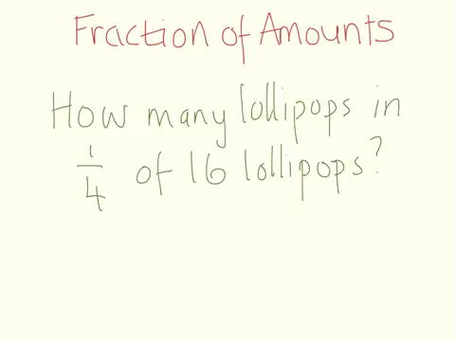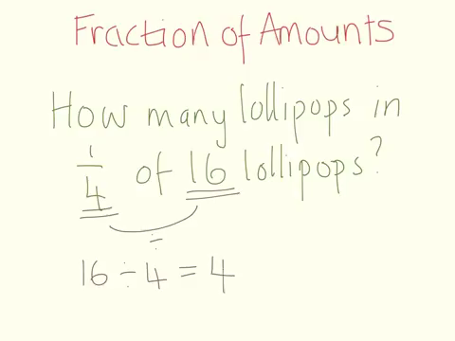In this question it asks how many lollipops in 1/4 of 16 lollipops. So we're finding a fraction of an amount. The amount we have is 16 and the fraction we are trying to find is 1/4. So if we use the rules from before, we divide the amount by the denominator first of all, so 16 divided by 4. Well, that's your 4 times table, 4, 8, 12, 16, so that's 4. And then we times by the numerator, so 4 times 1 is 4. So how many lollipops in 1/4 of 16 lollipops? There are 4 lollipops if they were divided into 4 equal parts.